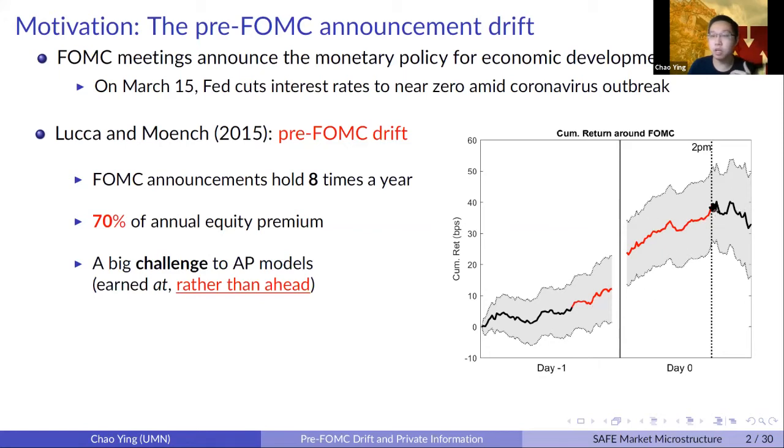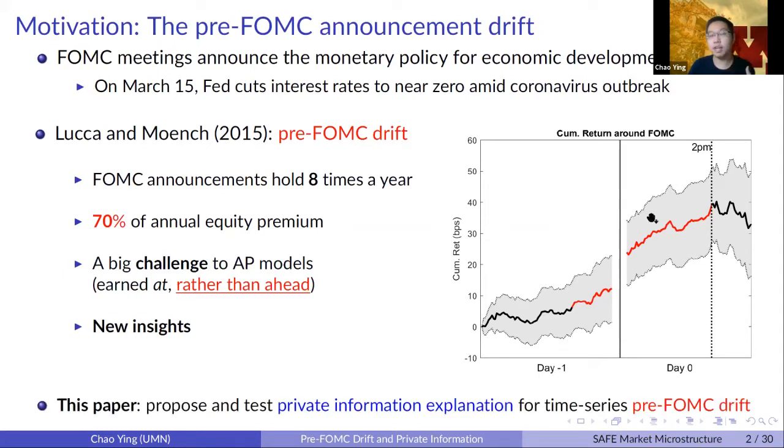This is because they think there is uncertainty resolution when the public news comes out. That's why the traditional theory would predict the premium is earned after the announcement. Therefore, understanding this important fact can potentially provide new insights into the current asset pricing literature. In this paper, I propose and test the private information explanation for the time series pre-FOMC announcement drift.